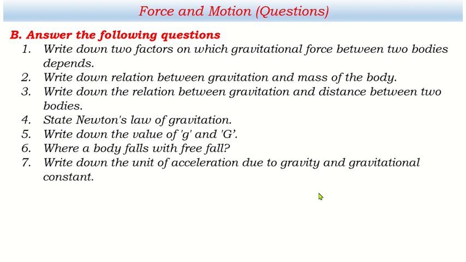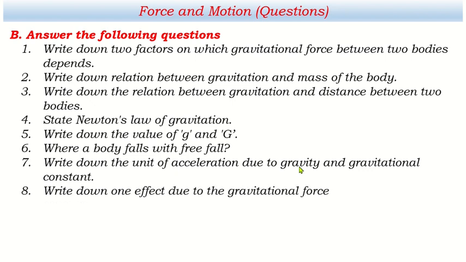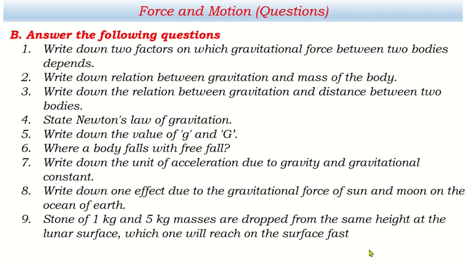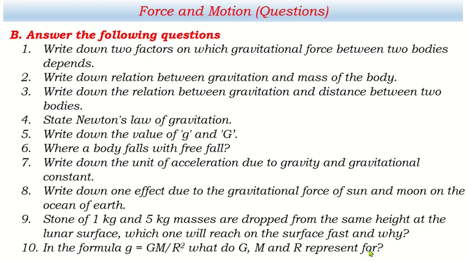Write down the unit of acceleration due to gravity and gravitational constant. The same g and G asked in a different way. Unit is asked. Write down one effect due to the gravitational force of the sun and moon on the oceans of the earth. It's very simple, isn't it? Stones of 1 kg and 5 kg masses are dropped from the same height at the lunar surface. Which one will reach the surface first and why? Don't be confused, both of them fall together, but you have to say the reason. In the formula g equal to G M by R square, what do G, M and R represent?